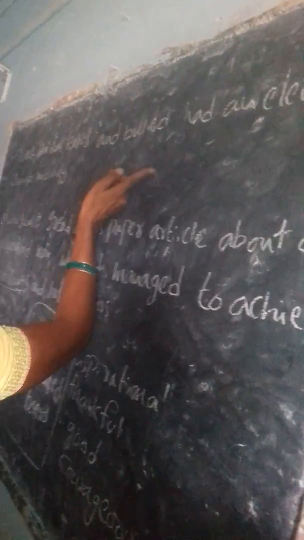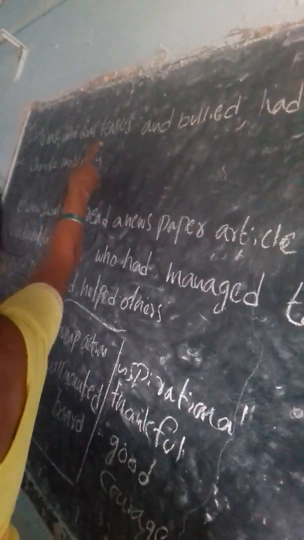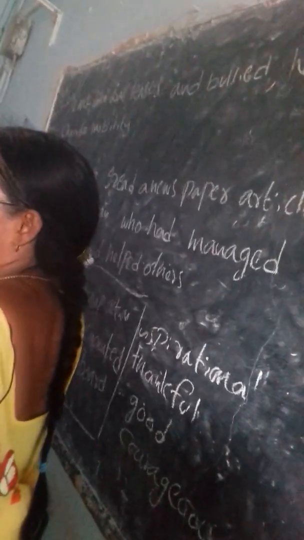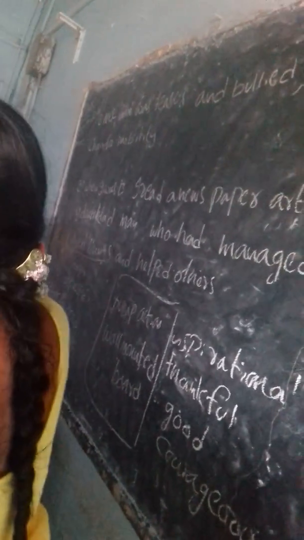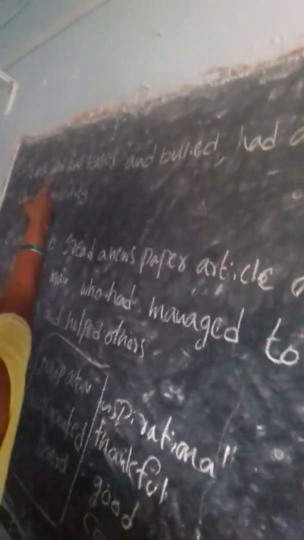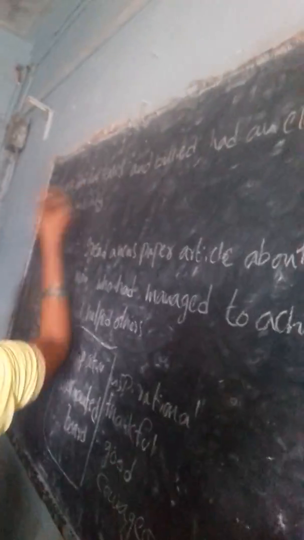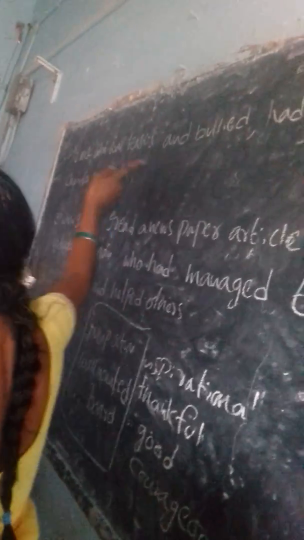Which clause? Main clause. What is the subordinate clause then? Who was teased and bullied. Nick had an electric chair for mobility is the main clause. Which Nick? To give extra information about Nick, this is given. Who was teased and bullied. That part gives extra information about Nick. That's a subordinate clause.